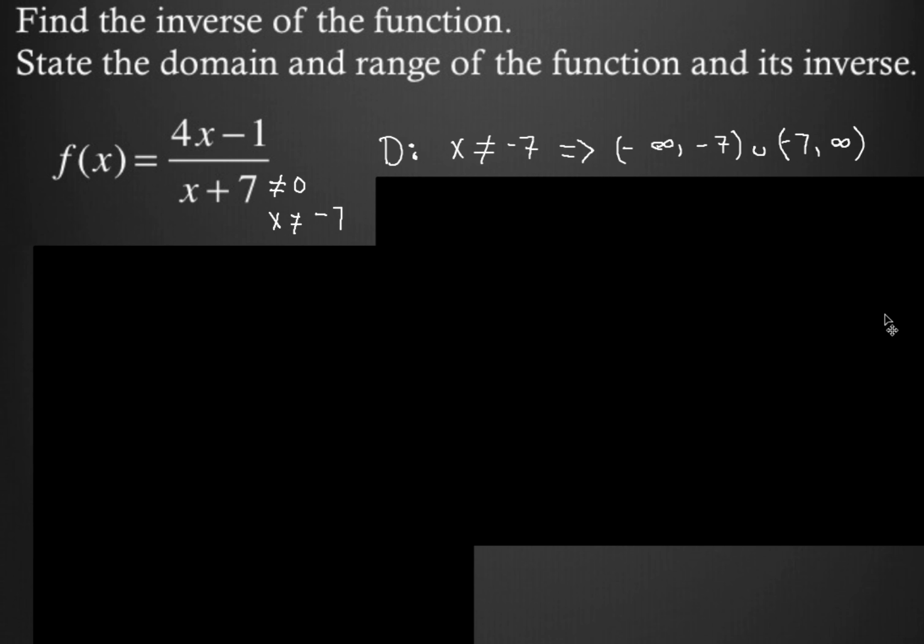So my domain, x can't be -7, and then if I write it using interval notation, that means I'm going to go from -infinity to -7, again with soft brackets, along with -7 to infinity.